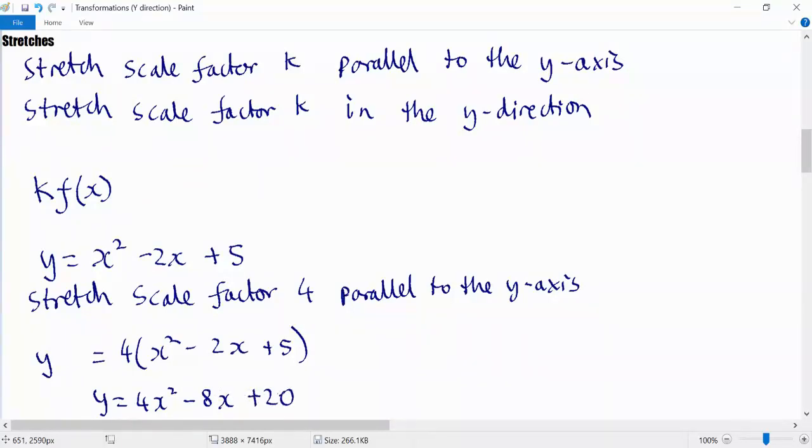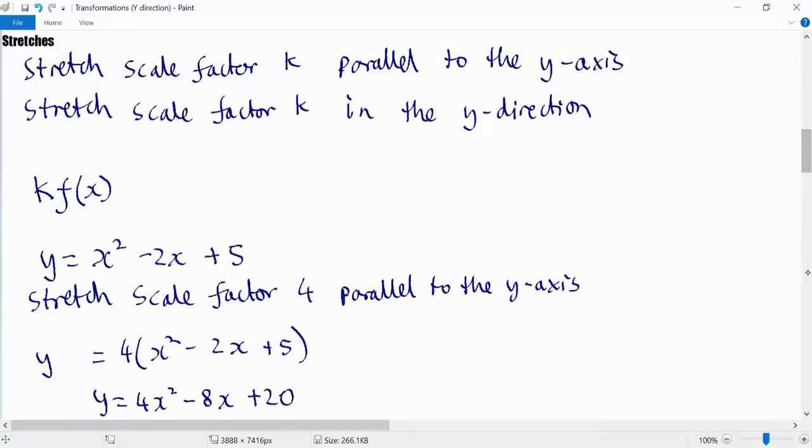So therefore, the way of spotting if a stretch parallel to the y-axis has happened is you're looking for every individual term in your function to have been multiplied by the same number. It's got to be the same number. If different things have been multiplied by different numbers, that means it's not a stretch parallel to the y-axis.